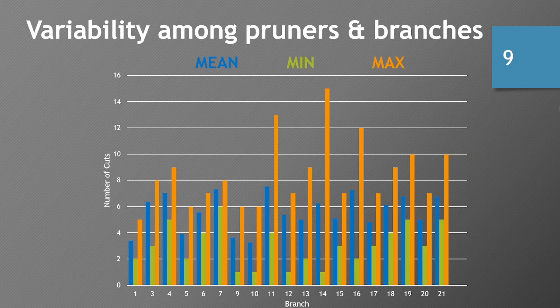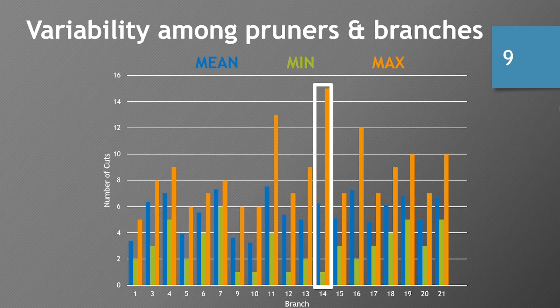And you can see there's a pretty good degree of variability among these. Number 7 here is pretty consistent, with 6 for a min, 8 for a max, and 7 for the mean. That's the most consistent branch we have when it comes to these number of cuts per pruner. And that's really good, but most of the rest aren't anywhere near that level of consistency.